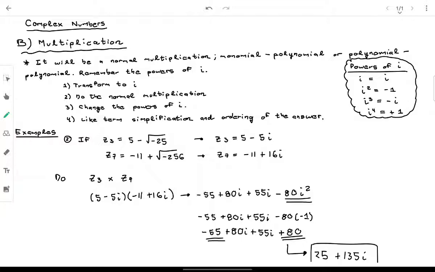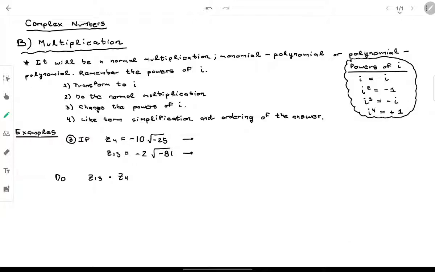So let's see another example. In this exercise, it's going to be something similar. We need to do a multiplication. First, we need to transform them to i. So here it's going to be c4: minus 10 that multiplies the square root of 25, which is 5, so 5i. And c13 is going to be minus 2 that multiplies the square root of 81, which is 9i. So c4 equals minus 50i, and c13 equals minus 18i.